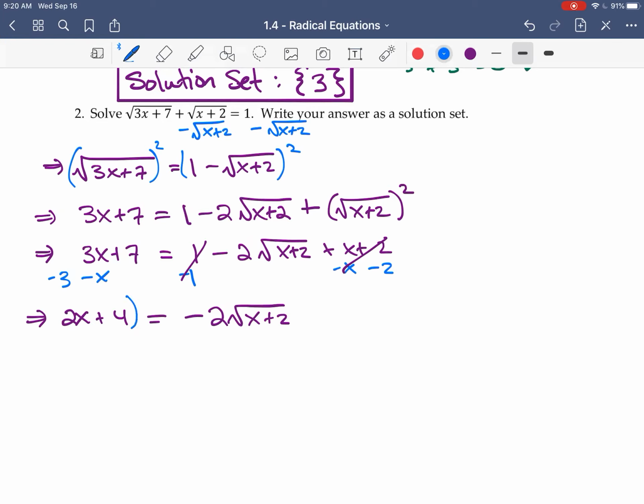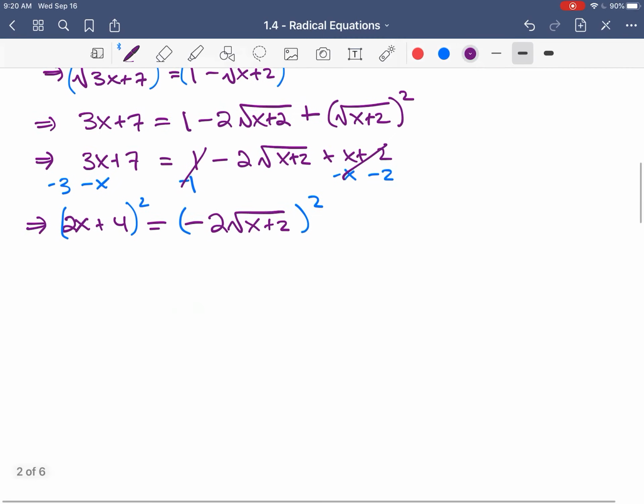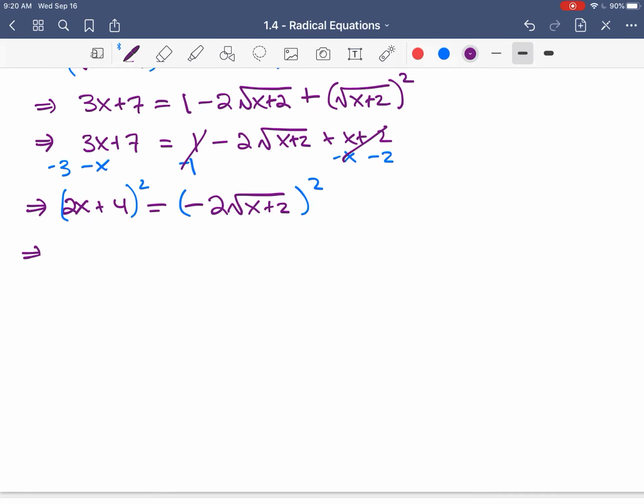Now again, I'm going to square both sides. So on the left-hand side, I'm going to have to expand this out. So it's going to be 4x squared plus 8x plus 8 more x, so plus 16x, and then plus 16 from 4 times 4. And then negative 2 squared is 4. Square root of x plus 2 squared is just x plus 2.